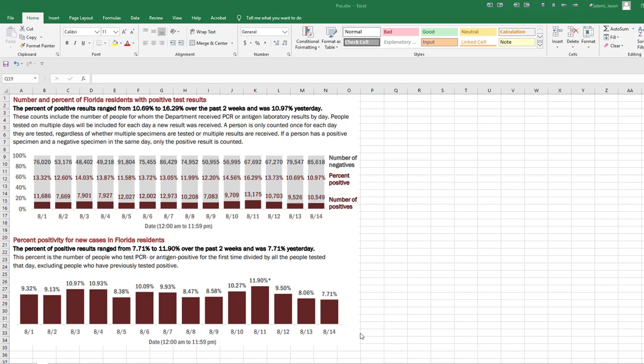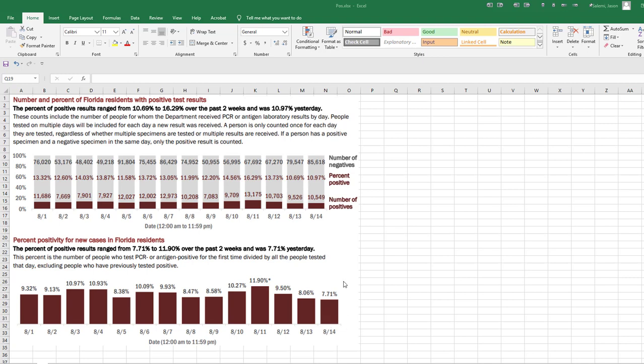And so in this case, today's number was 10.97. And then we've got an alternative measure called the percent positivity for new cases. And again, the major difference between the two, because in all honesty, the measure is calculated very similarly. It's still the number of people who tested positive divided by the total number of people tested. The big difference is that we exclude anybody who has tested positive on a previous day. We don't do that to negative test results, but we do exclude anybody who's tested positive on a previous day, and that's why it's called the percent positivity for new cases.